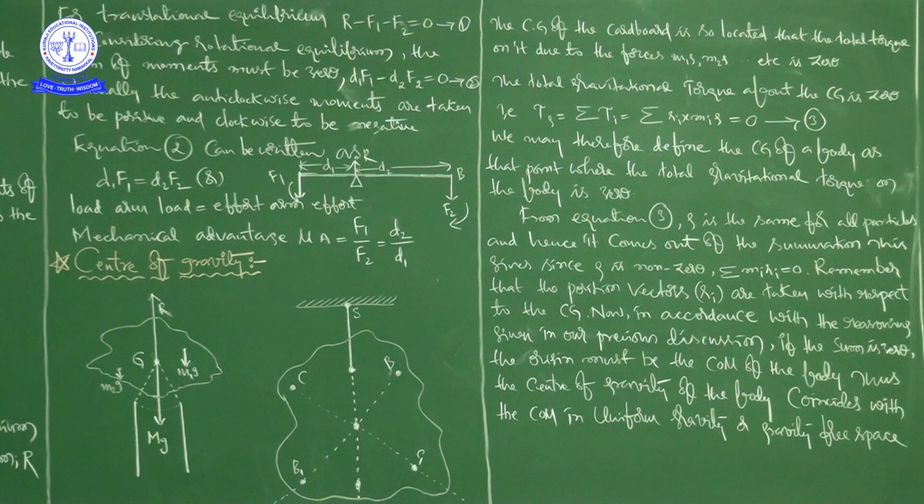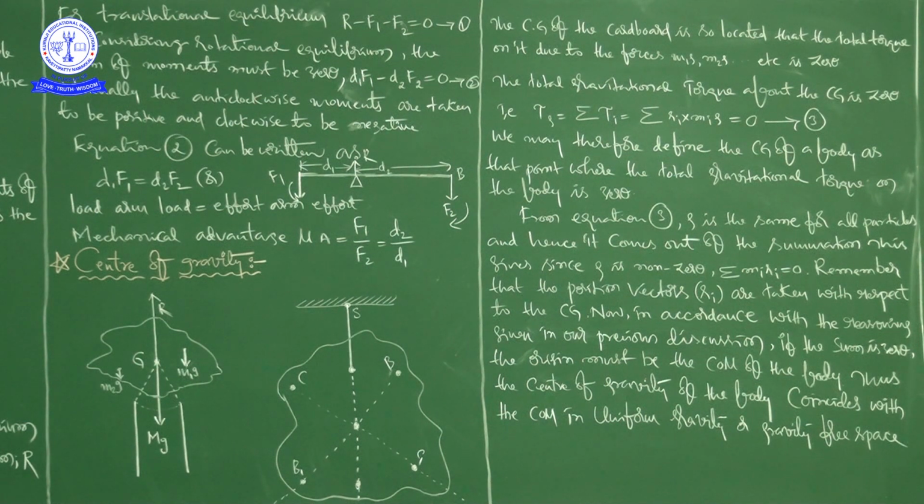Thus the center of gravity of the body coincides with the center of mass in uniform gravity or gravity free space. This is true because the body is small. G doesn't vary from one point of the body to another point. G value changes from one point on the surface of earth to another point on the surface of earth, not from one point of the body to another point of the body, right?